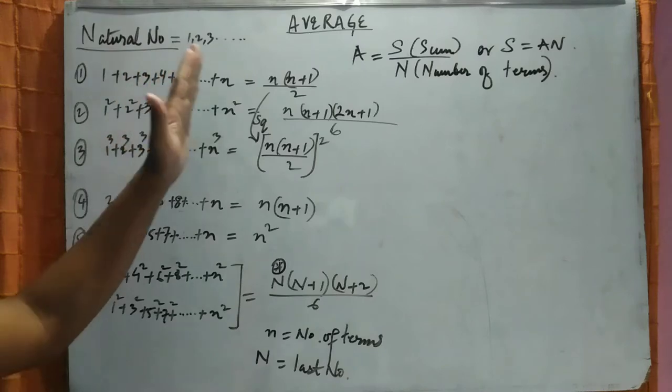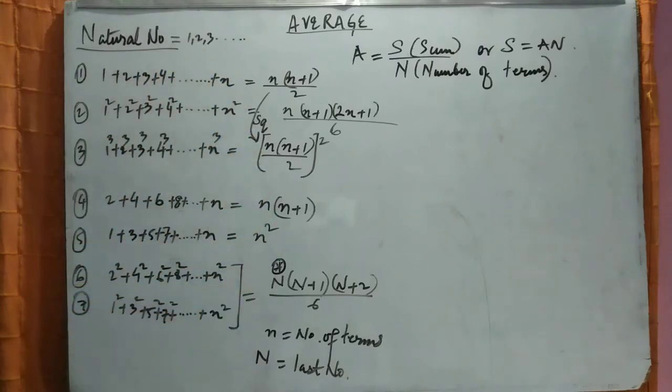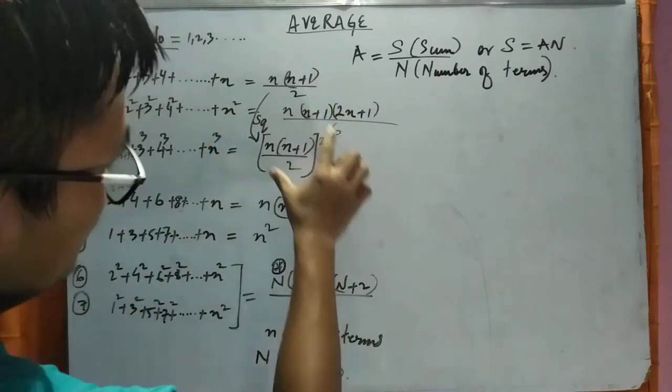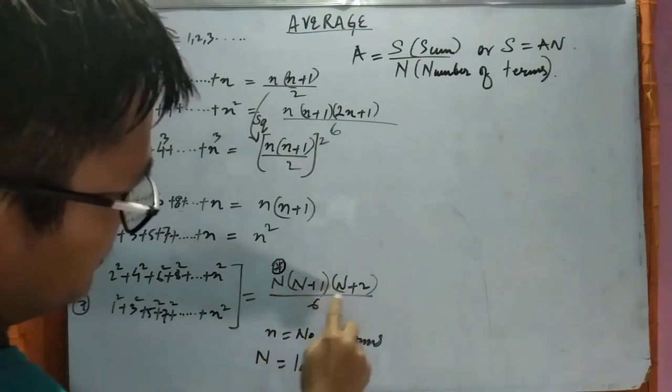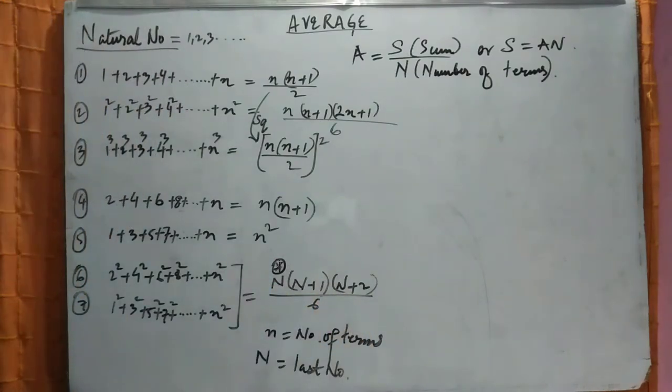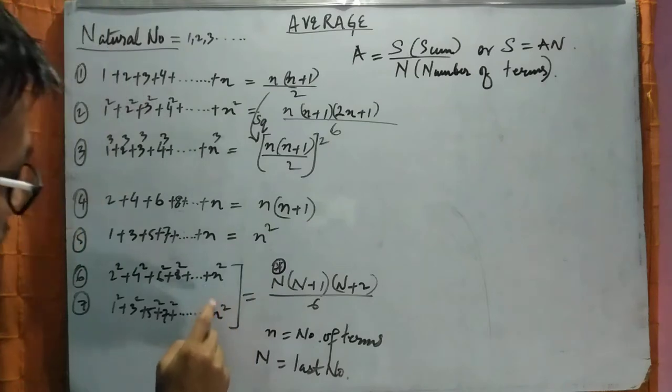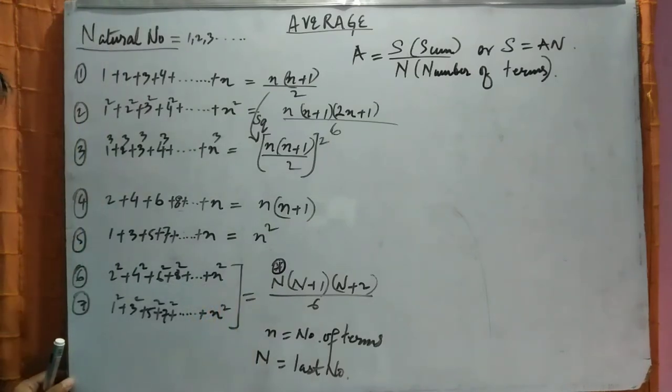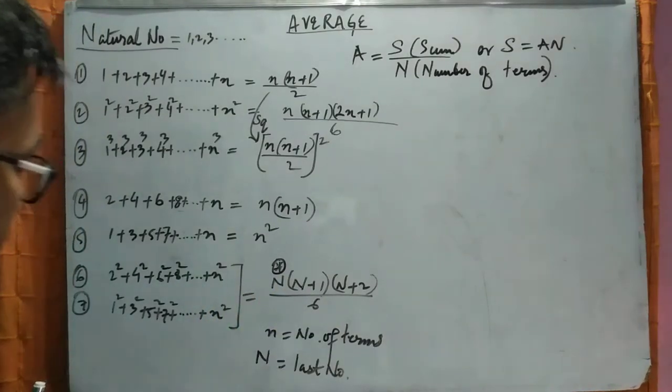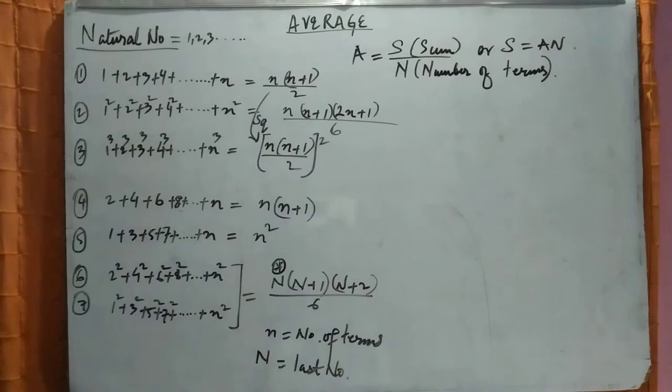Sum formula for natural numbers. Small letter n is okay. Capital N is the last number. N is the last number.